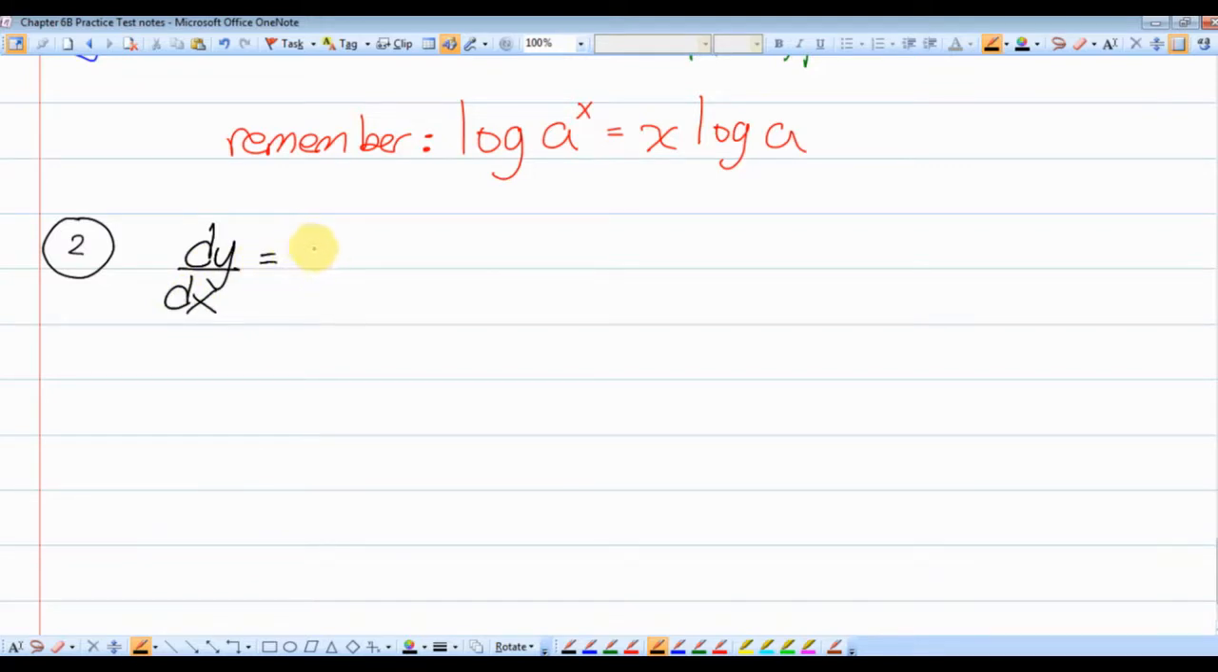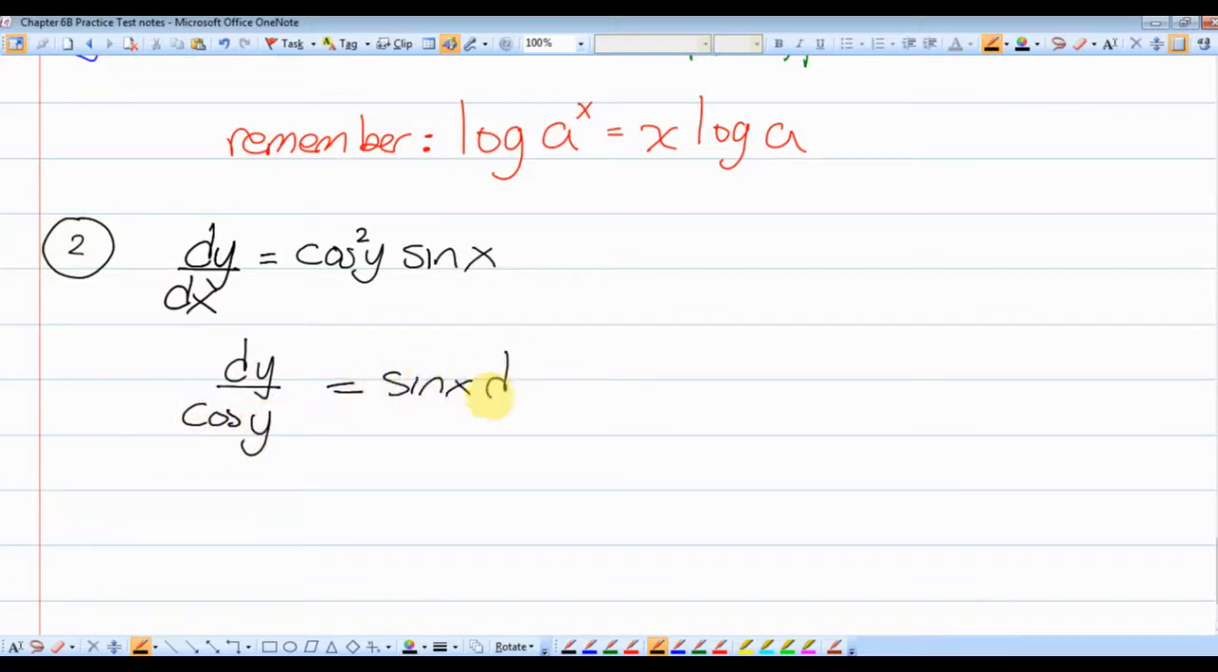not here all day. So we have cosine squared y times y prime equals sine x. Okay, first step, you're going to separate variables, and you're going to have dy over cosine squared y equals sine x dx.